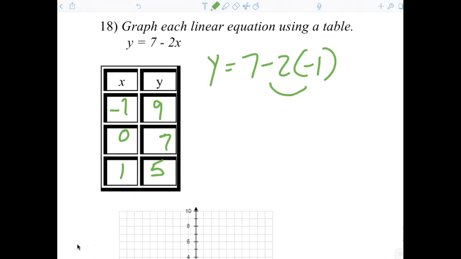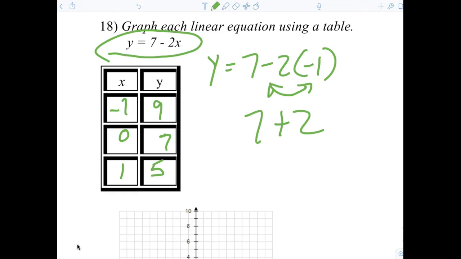What's negative 2 times negative 1? 2. Okay, 7 plus 2. Think back to 5th grade when we were doing order of operations. Now, in this case, though, it's not necessary to use a table.